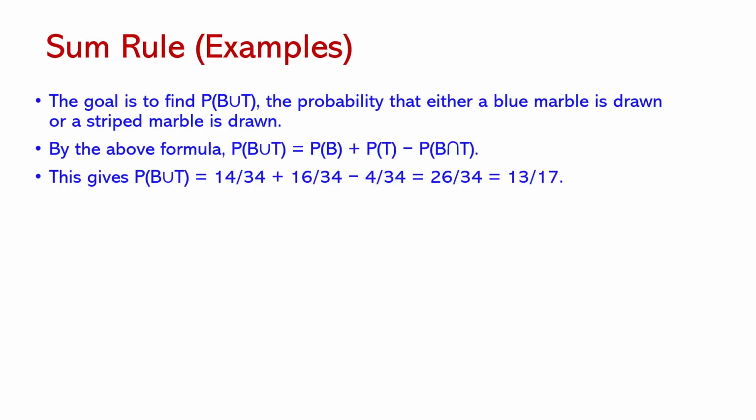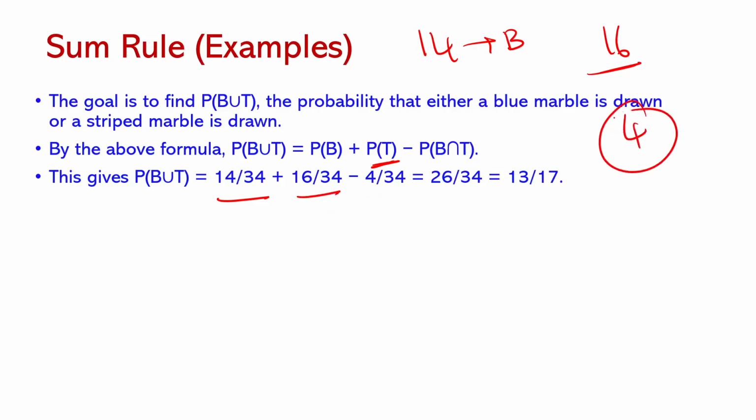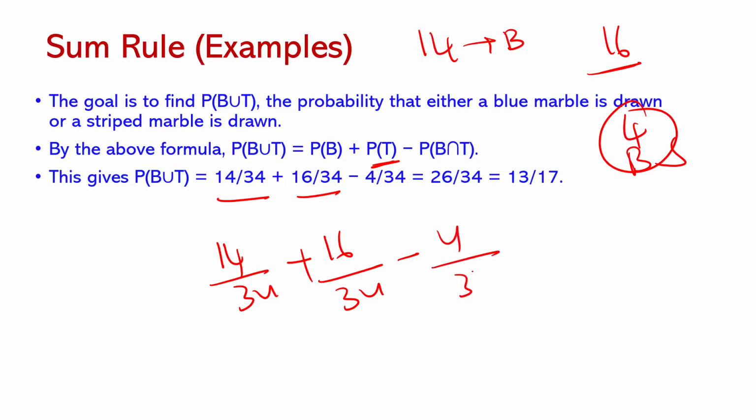How do you find it? We apply this formula. Again, from the data given, 14 are blue. So drawing 14 from a total of 34, 14 by 34, plus how many are striped? 16 are striped. That is also given to us. Minus there are 4 which are common, which are both blue and striped. So 14 by 34 plus 16 by 34 minus 4 by 34. Right? If you do this, it is 26 by 34, that is 13 by 17, is the answer.